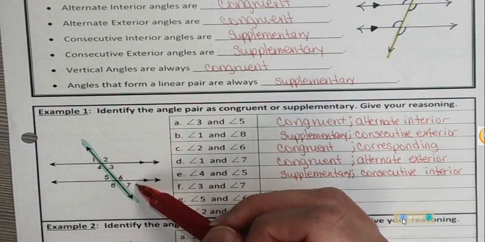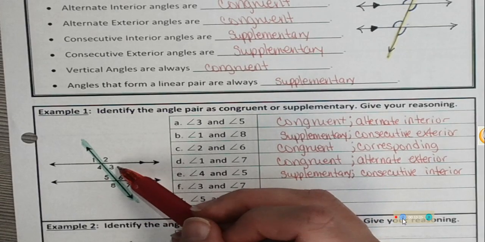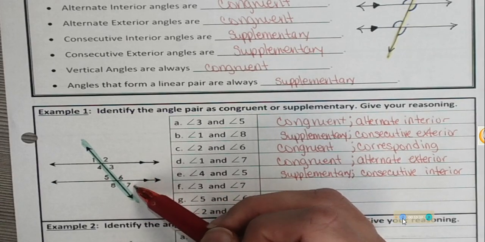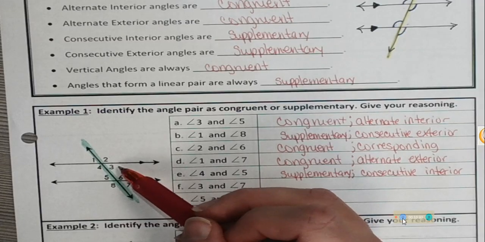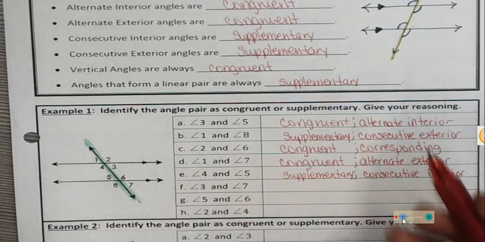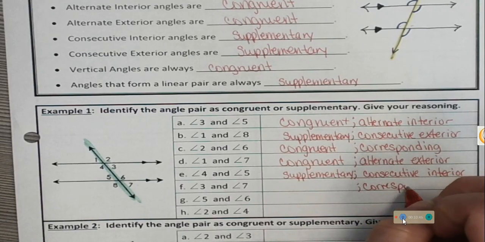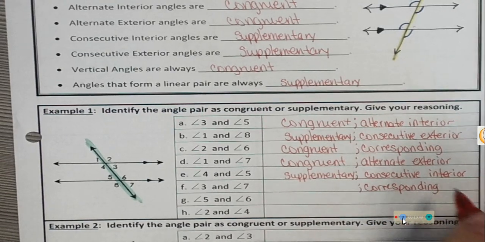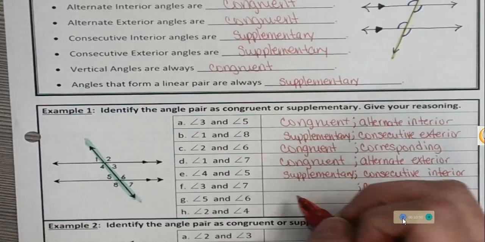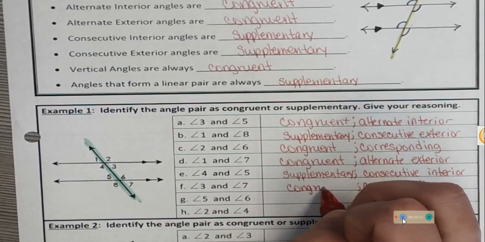All right, angles 3 and angle 7. Here's 3, here's 7. Are they the same side or alternate sides of the transversal? Same side. Are they by chance same side, same spot? Yes, both bottom left, so that makes them corresponding angles. If they are same side, same spot of a set of parallel lines and the transversal, that means they are congruent.